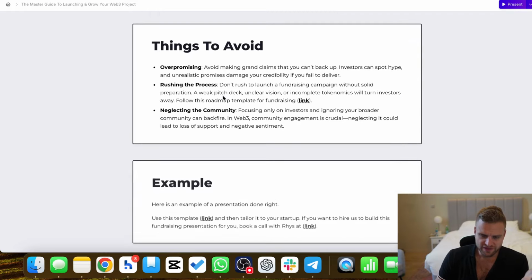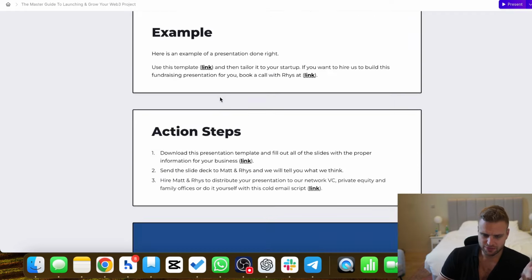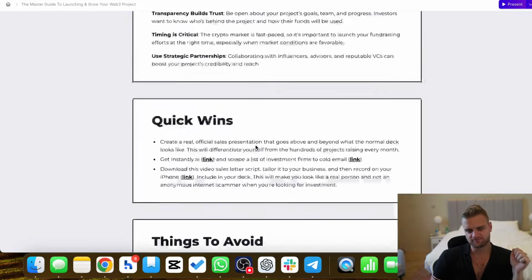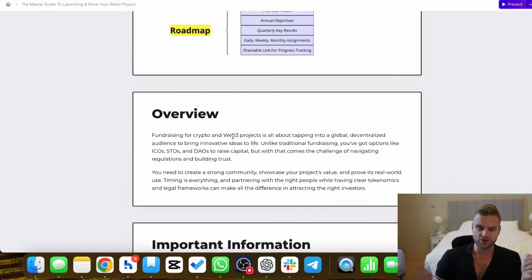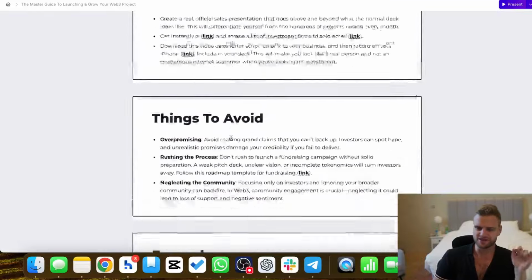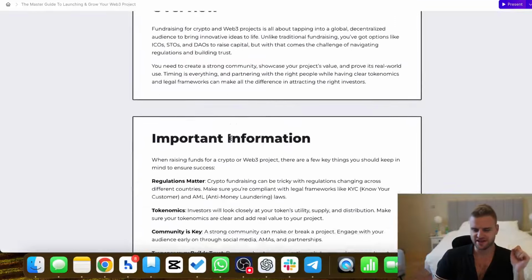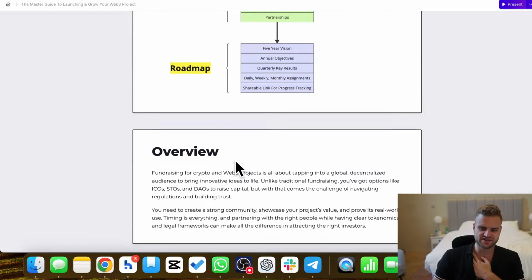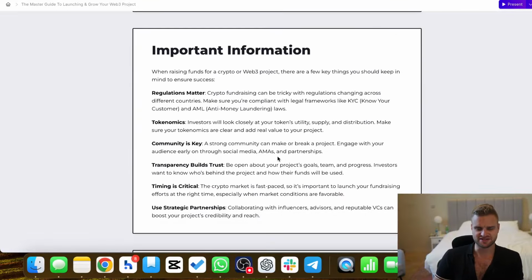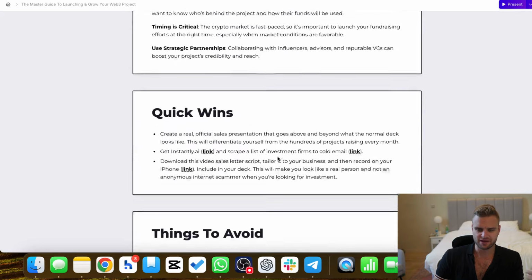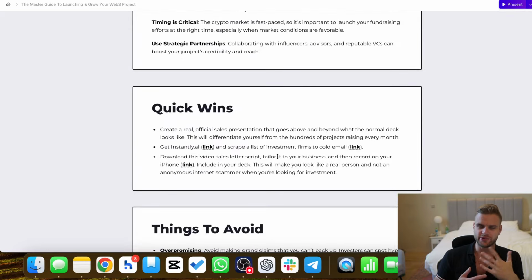Then we want to have things to avoid. We want to have an example and then some action steps. So keep it detailed but simple enough. You don't have to use this format, but this is the format that I choose to use because, in my opinion, the overview is like an introduction. Important information could be as much or as little as you want. It doesn't really matter. Quick wins, three quick wins is going to be enough. And think of these as things they can do within the first 48 hours.